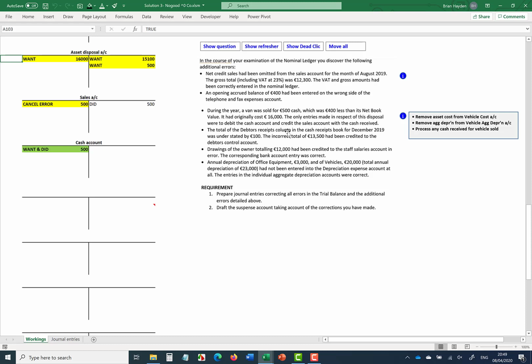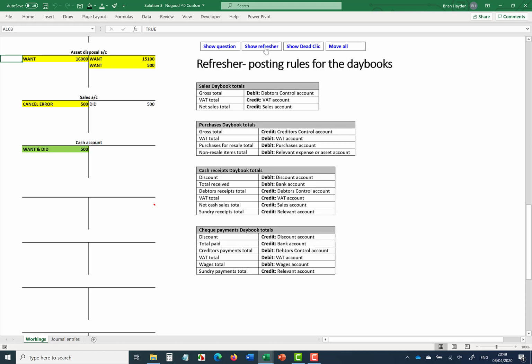Okay, well, we're talking about the cash receipts book. So again, just to go back to this refresher here, as the total of the debtors receipts column. So the cash receipts book, you've got the discount, the total receipt, the debtor receipts total. Okay, that's the figure we want. That should be credited to the debtors control account. Okay, and let's see what did in fact happen.